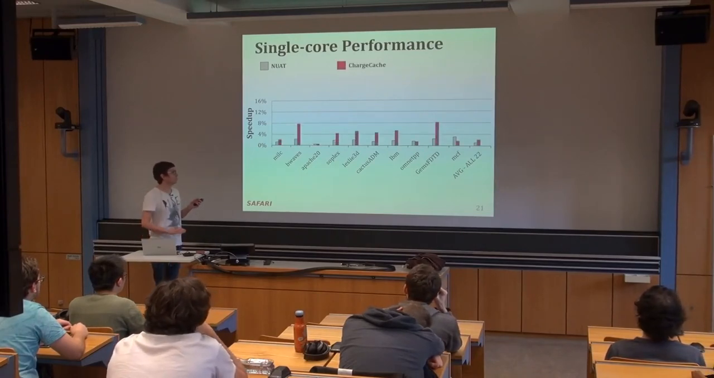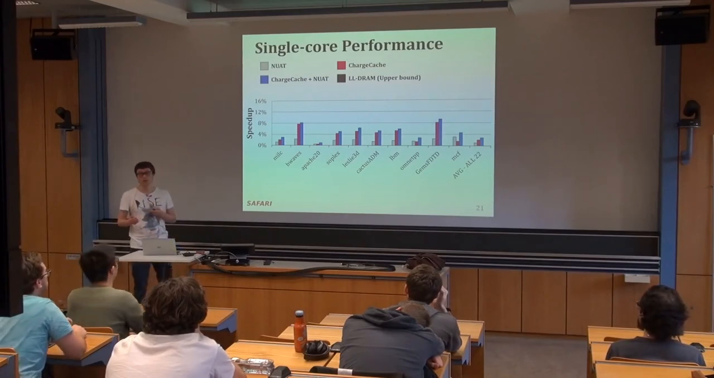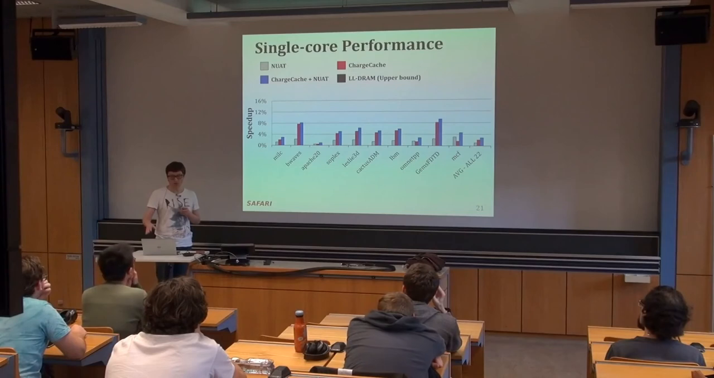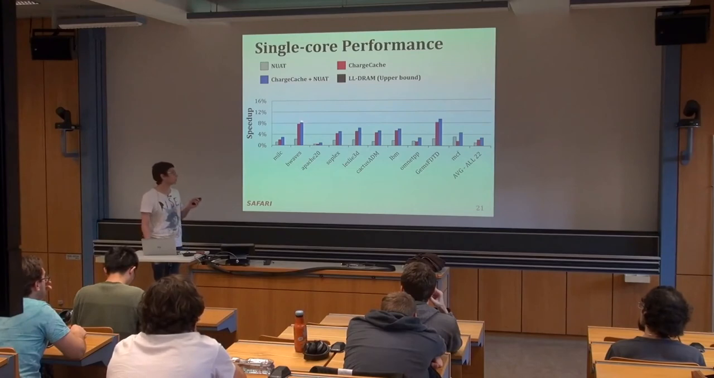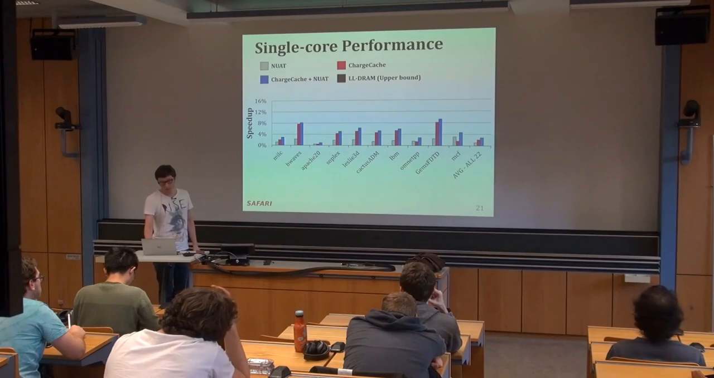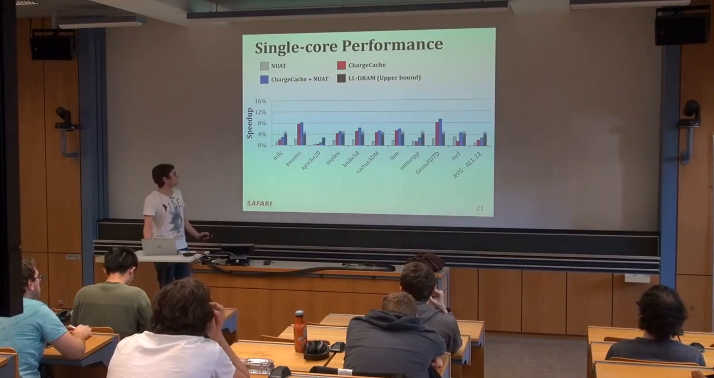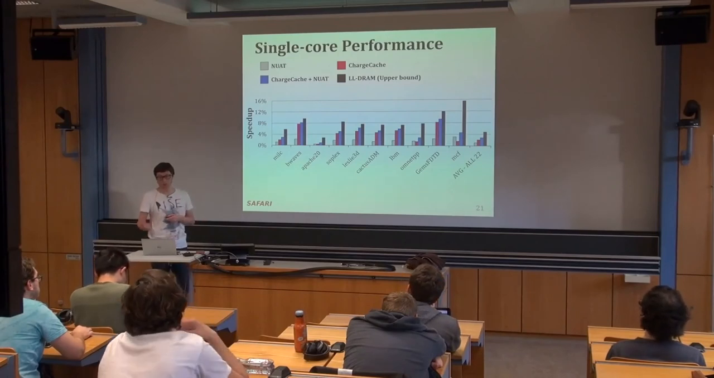And this is what happens when we use ChargeCache instead. And we can also use combinations of that, right? To exploit both the refreshes and accesses to detect those highly charged rows. And it also improves the performance a little bit. And finally, this is the potential. This is the performance improvement with low latency DRAM.